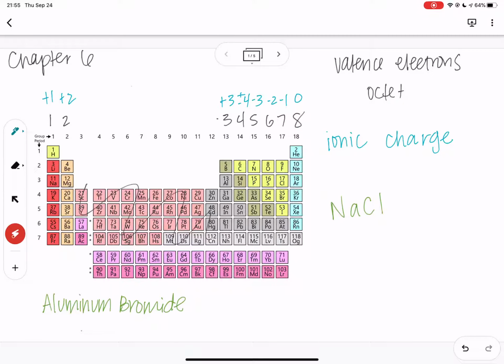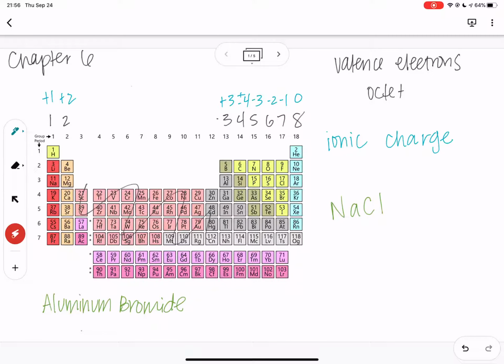But everything in group 1 has 1 valence electron. It's easier to lose that 1 electron than to gain 7 more to get to 8. So when something in group 1 forms an ion, it's going to be a +1 ion because it's going to lose 1 electron. It's going to lose 1 negative and therefore be positive. Everything in group 17 here has 7 valence electrons. It only needs 1 more. So it's going to gain 1, therefore gain an electron, gain a negative charge, so it'll have a -1 charge.